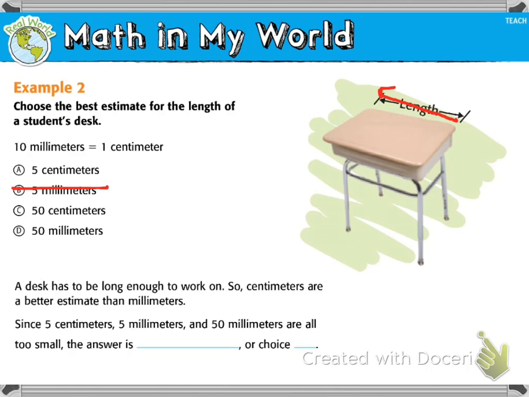So we're going to cross out millimeters because millimeters are the smallest unit in the normal metric system that we use. So you will rarely need more than millimeters. And millimeters are like, we would measure tiny ants and bugs with millimeters. So let's not use millimeters to measure the length of our desk. Since 5 centimeters, 5 millimeters, and 50 millimeters are all too small, 5 centimeters is really small too. The answer is 50 centimeters, or choice C.